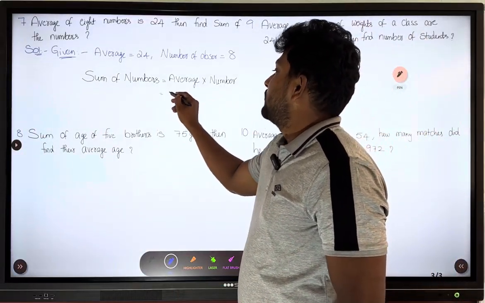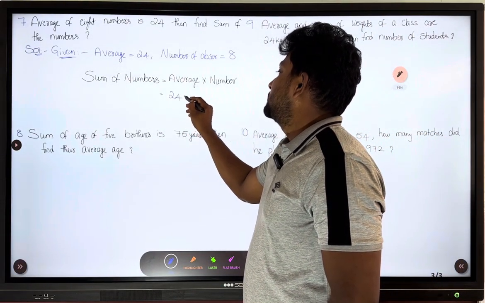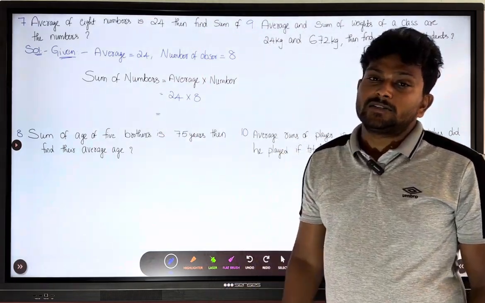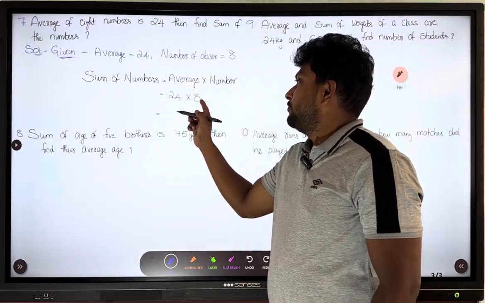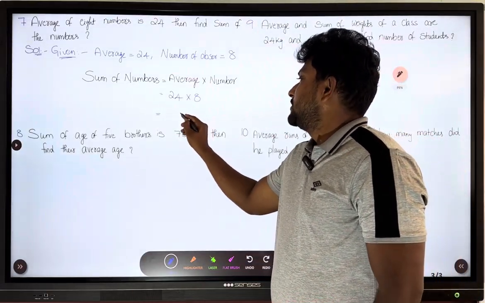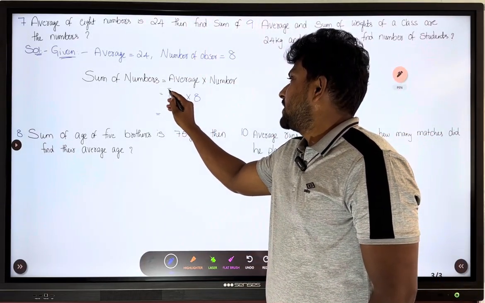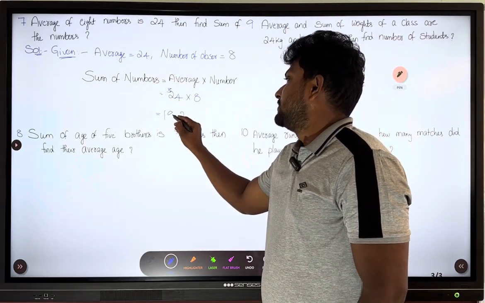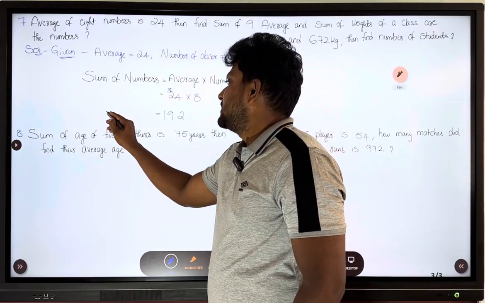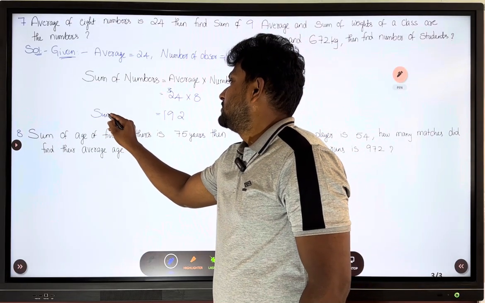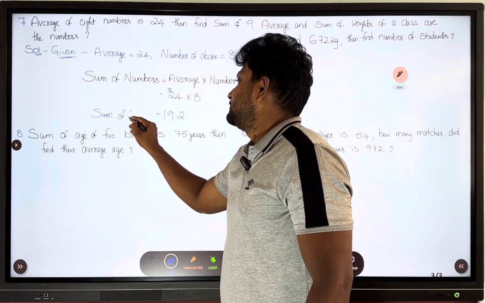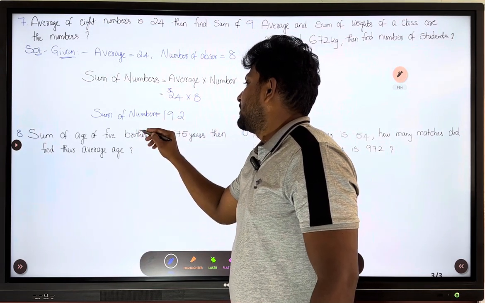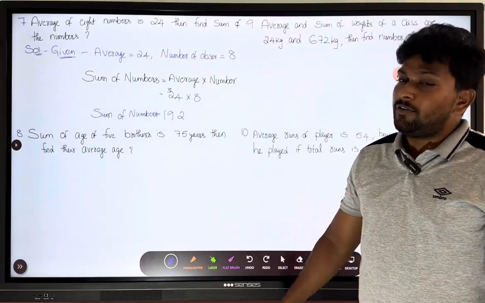What is the average they have given? 24. How many numbers? 8. So 24 into 8 gives us the sum of observations. 8 4s are 32, 3 is carry. 8 2s are 16, 16 plus 3 is 19. So 192 is the sum of numbers. Clear? In this way we will find the sum of observations.